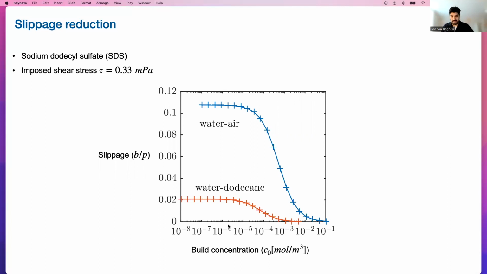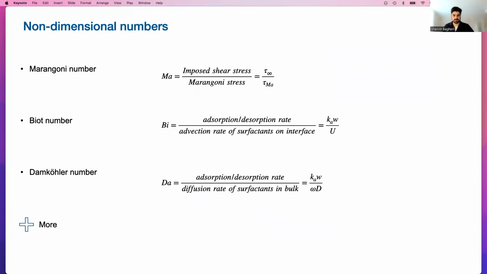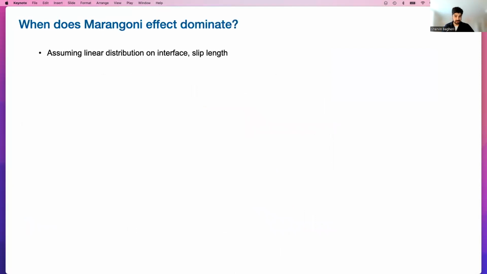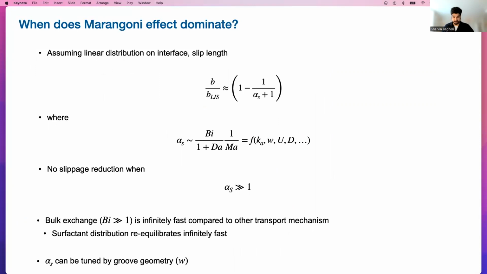So if you have extremely small amounts of surfactant concentration in the bulk, for example a concentration of 10 to the minus 4, your slippage is reduced by a factor of 2. So very small trace amounts of surfactants in the water can get adsorbed at the interface and reduce the flow slippage. We can also derive criteria for this and do the balance of forces, but I'm not going to talk about that today. I feel like that's going to be one thing too much.